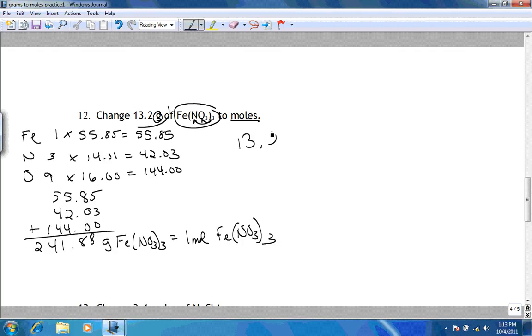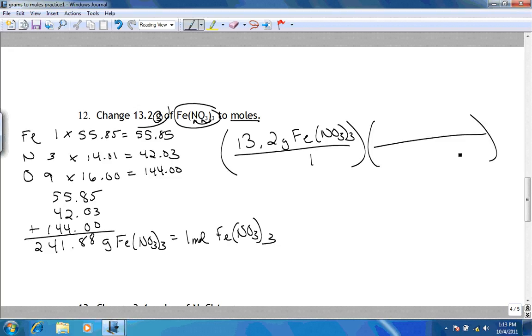So, the next step is 13.2 grams of Fe(NO3)3. We have grams of iron nitrate on the top. That means we're going to put grams of iron nitrate on the bottom of the next one. You notice that the 241.88 is on the same side of grams of iron nitrate, which means that those stay together in the bracket. And then that equals 1 mole.